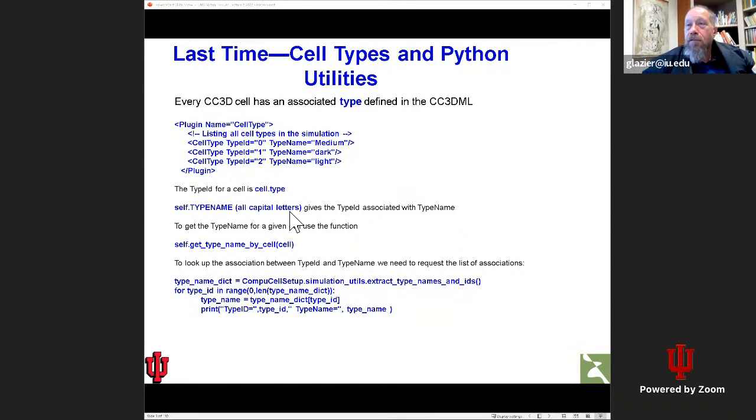And so going from type name to integer is easy. Self.typename in capital letters. You can look up the type name of a cell easily enough, but if you just want to get all of the type names in the system, it's a little bit more complicated to go from type number to type name. And I'll just remind you of that. That's not something that is usually critical, but when you're doing plots, it's nicer to be able to plot the name of the thing rather than the number. And so you may find that useful.